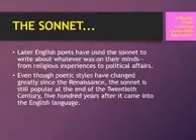Later English poets have used the sonnet to write about whatever was on their minds, from religious experiences to political affairs. Even though poetic styles have changed greatly since the Renaissance, the sonnet is still popular at the end of the 20th century, 500 years after it came into the English language.